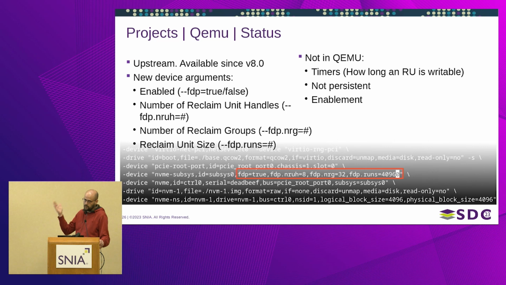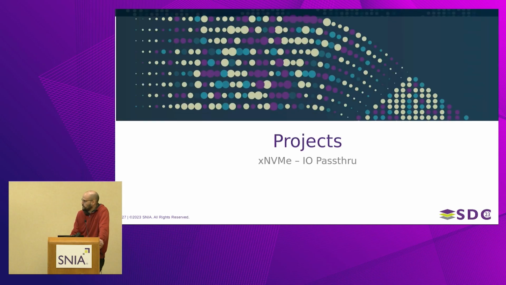But in this type of interaction, you don't need to do enablement. So, for example, in QEMU's case, they didn't do this. There's no sense in doing it. Once you boot the guest, it'll just boot with FTP on. It's not persistent, so once you turn off the guest, it'll all go away. And there are things like timers, like how long an RU is valid for, or how long you have to write it, and that's also not in the implementation or in the onboarding.